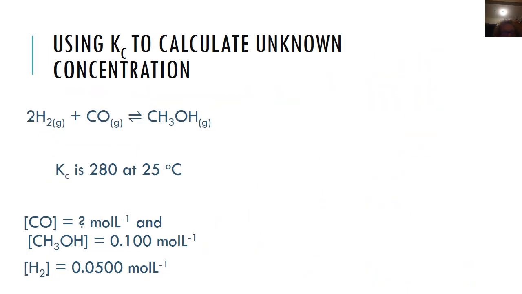Another way we can use Kc is to calculate an unknown concentration. So if a reaction is at equilibrium, and we've got some concentrations but not others, in the Kc expression we can then go and find that missing concentration. It's essentially algebra, so if you like algebra, you'll enjoy these. If you find it a bit harder, it's going to be more challenging, but certainly give them a go. If you get one of these, at least write down Kc. So that's our first step, Kc.